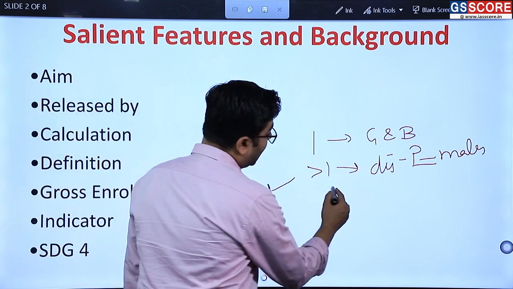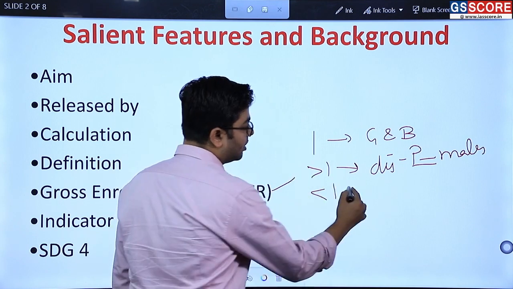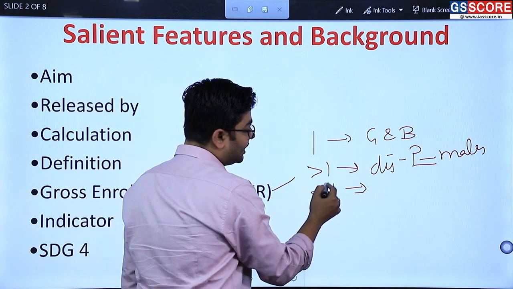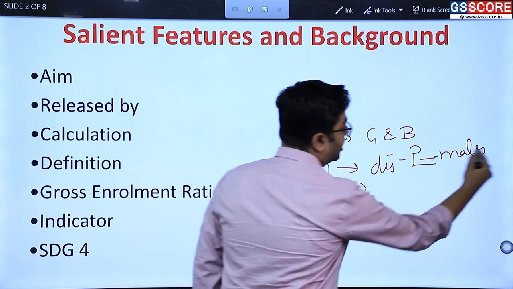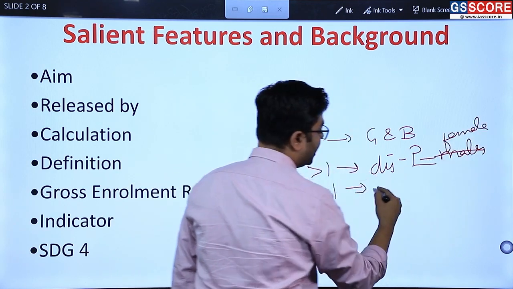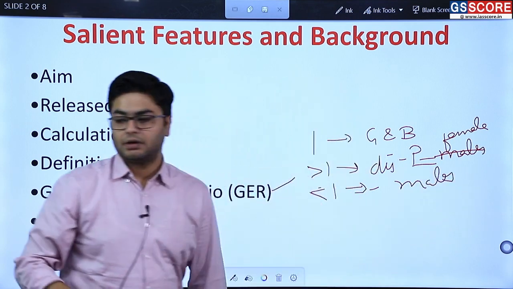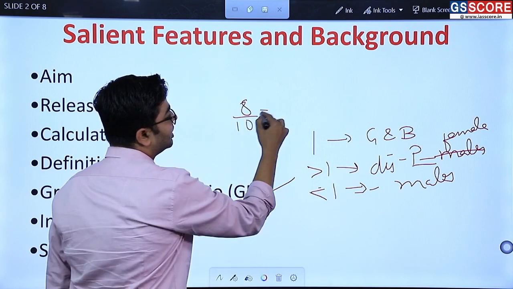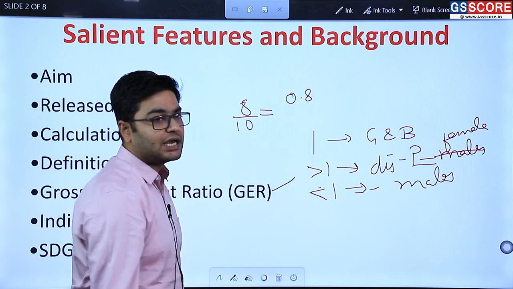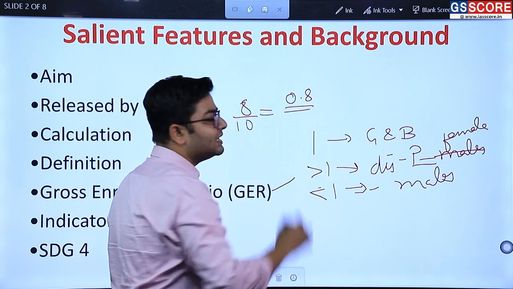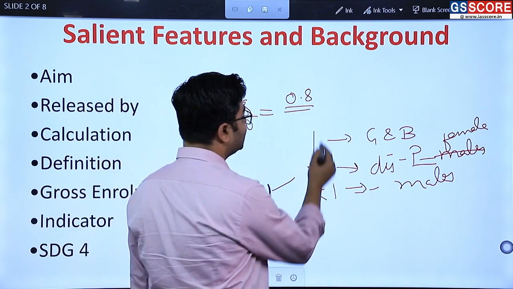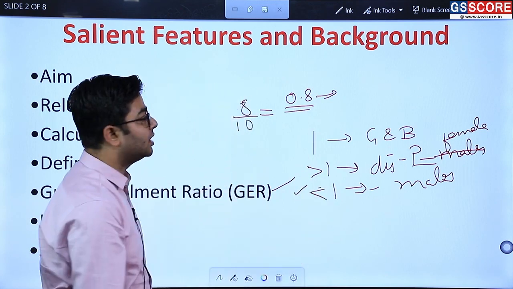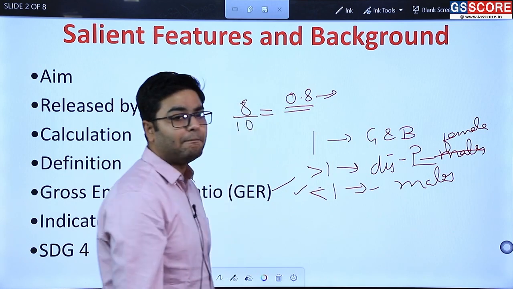At the same time, a GER of greater than 1, I beg your pardon, a GER of less than 1 and greater than 1, that is reverse, female, and here it would mean males. Okay? So just like the example we gave, 8 to 10, the GER boils down to 0.8. That means that girls are at a disadvantage here. That means it is a GER which is less than 1. That is this one, third one. So it is biased in favor of males.